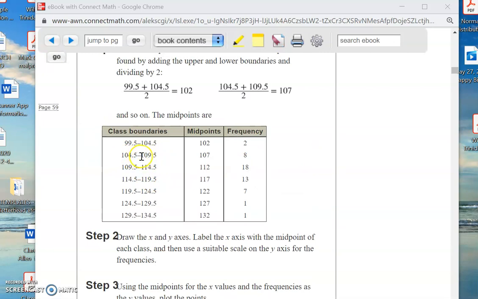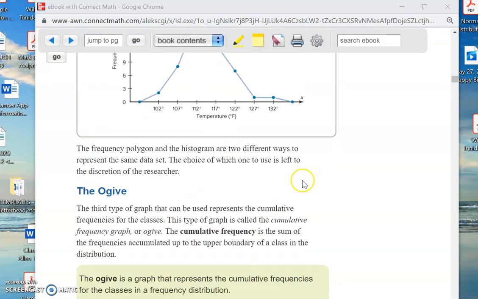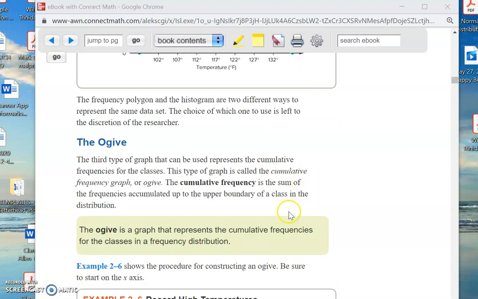How many were there at exactly 105? You don't know. How many were exactly 106? You don't know. All you know is that there were 8 in this class. But unfortunately, this frequency polygon would mislead you, and you'd say, okay, 105, boom, come up here, come across here, I have an answer. But you don't have an answer. So I don't like the frequency polygons. I think they can be misleading.